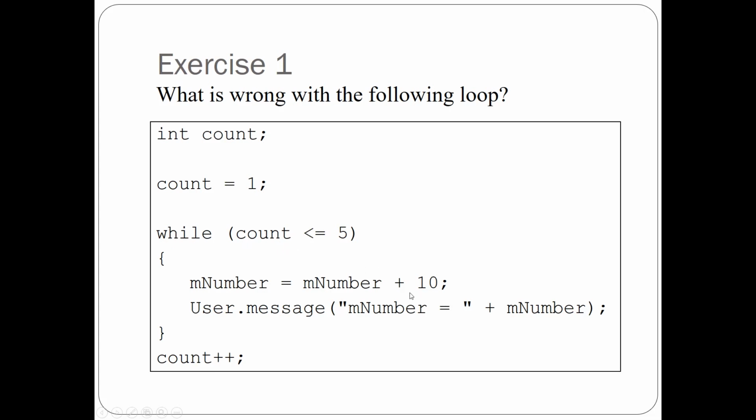So you're almost infinitely going to keep adding 10 onto the value of mNumber, and then you're going to display it. So again, this is one of these things that you're going to have to be careful of when you're setting up these while loops. Okay, have a look at that one. Again, examine it, pause the video if you want, and just think about what the problem is with what's going on in that particular loop.